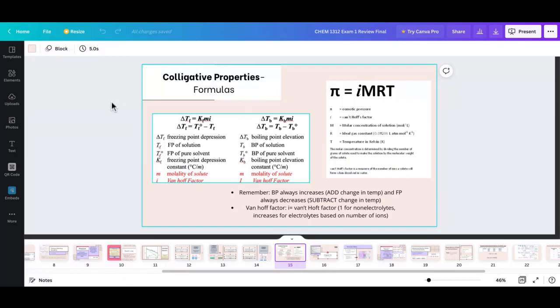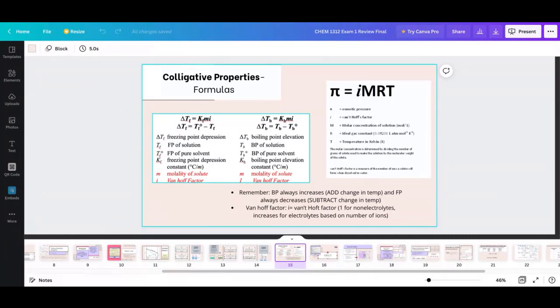Same with freezing point. If you look at the equation to the left, ΔTf is equal to Tf⁰ minus Tf. You know that the freezing point of a solution with a solute added is going to be lower because of the inhibition of the lattice formation by the solute molecules. So that's why Tf of the solvent minus Tf, which is just ΔTf, gives you that formula.